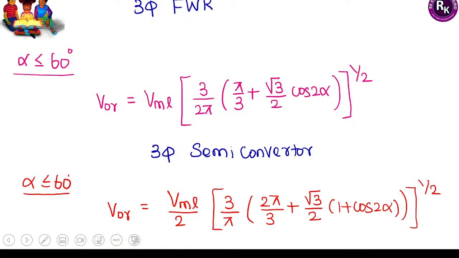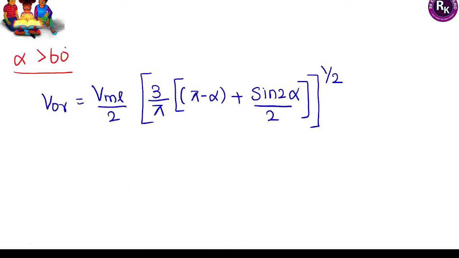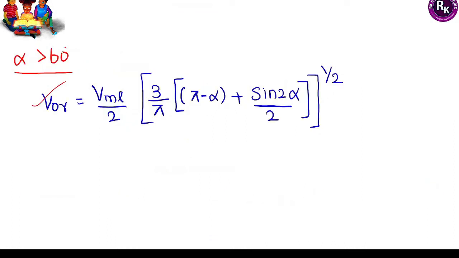Next, for the three-phase full wave rectifier, if alpha is less than or equal to 60 degrees, then this is the formula for V naught RMS. This is the most repeatedly asked question. Just make a note. Next, when we are talking about the three-phase semi-converter, if alpha is less than or equal to 60, this is the V naught RMS formula. If it is greater than 60, then this is the V naught RMS formula. Just have a hint. These two are very important. That's why I have covered all these things here.